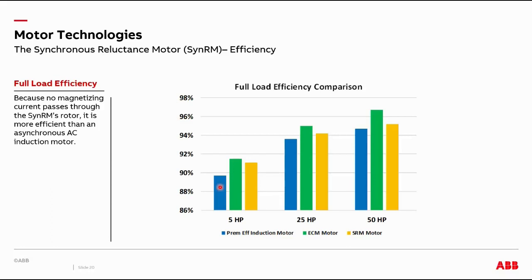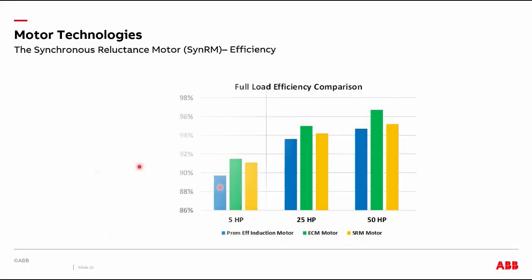The part load efficiency of a SynRM follows the same curve shape as the asynchronous AC induction motor, but at a higher level. The power factor of the SynRM is also lower than that of an ECM. It draws more current. This results in an increase in the I²R losses in the motor's stator, which cause a slight reduction in the motor's efficiency.